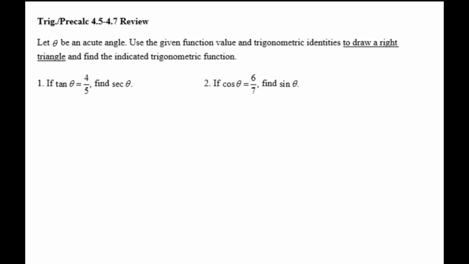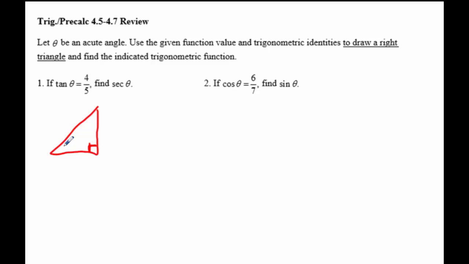All right. So these first two are from our previous test. We want to have theta be an acute angle. We want to draw a right triangle and find the trig function they ask us for. So if it says draw a right triangle, then draw a right triangle. It can be any kind of right triangle you want. It just needs to be one that has a right angle.